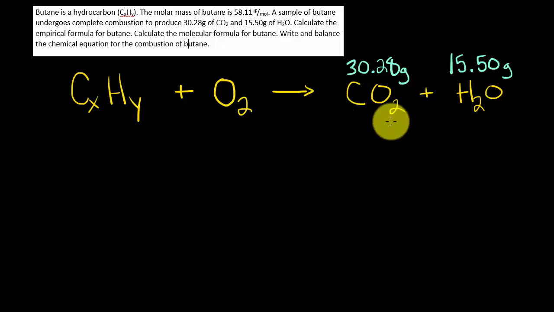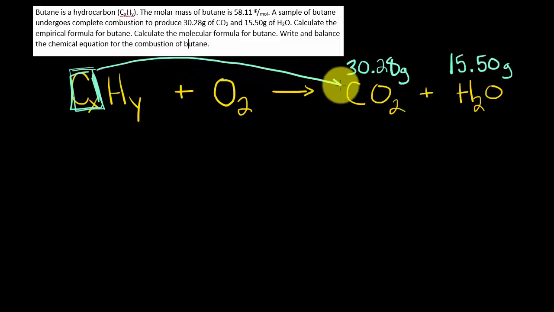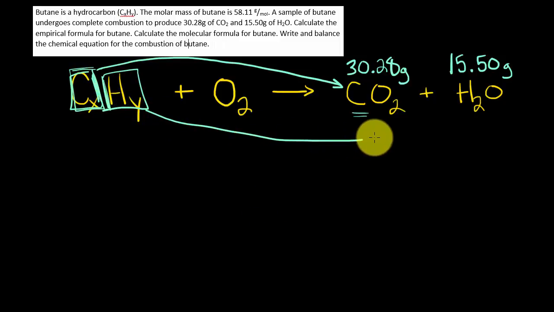Well, if we're going to solve for the empirical and the molecular formula, we need to get moles of carbon and moles of hydrogen so that we can get a ratio and from there solve for our empirical and our molecular formula. The trick with combustion analysis is that all of the carbon in the hydrocarbon ends up as carbon in the CO2, and all of the hydrogen in the hydrocarbon ends up as hydrogen in water. And so we can manipulate that.